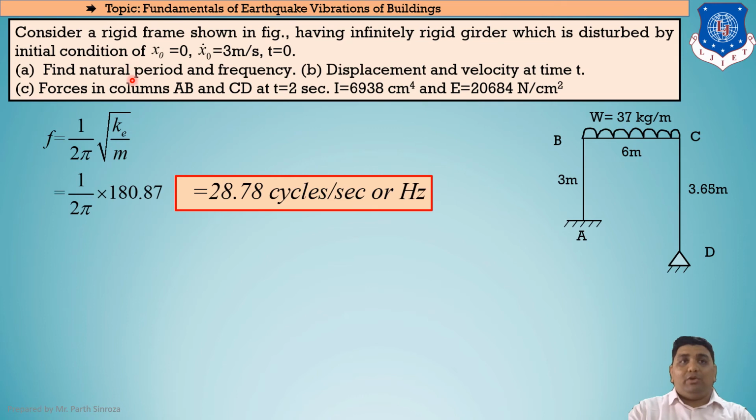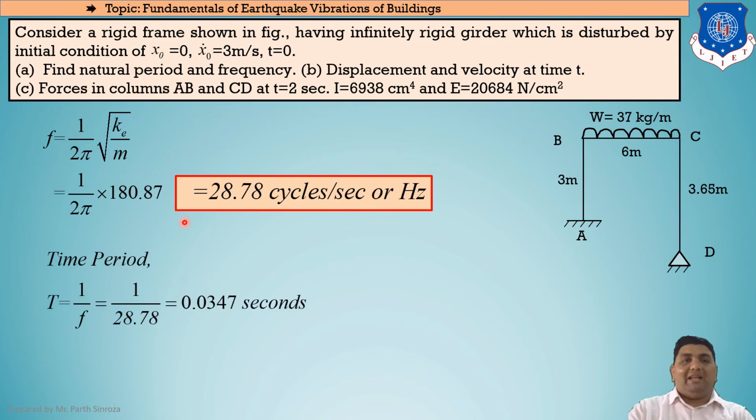Now we will be moving on to this portion, that is find natural period, that is our time period. So time period here will be capital T equal to 1 upon F. F we have already calculated it to be 28.78. So our time period here comes out to be 0.0347 seconds. So this is our time period. So our part A is completed.